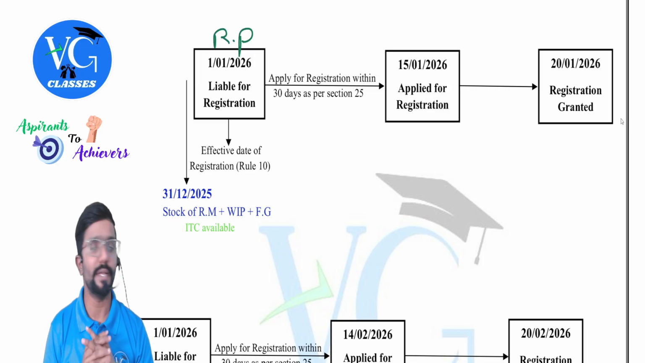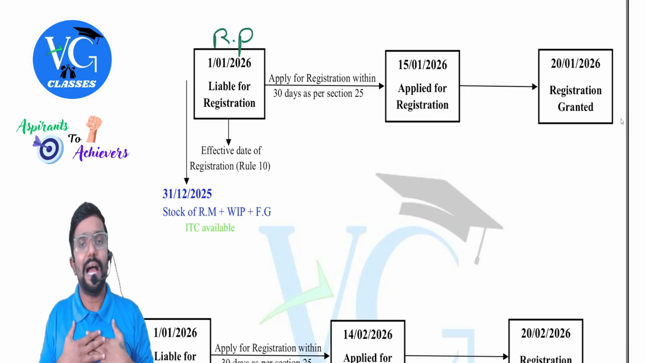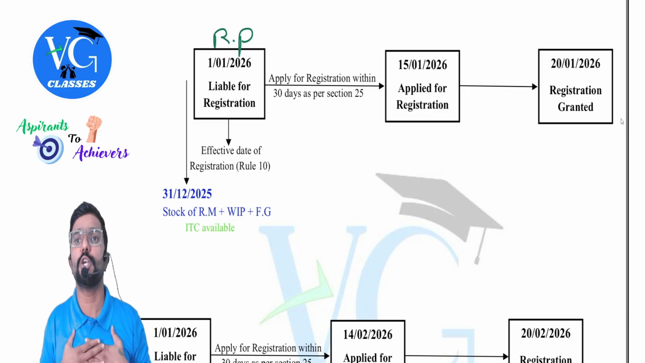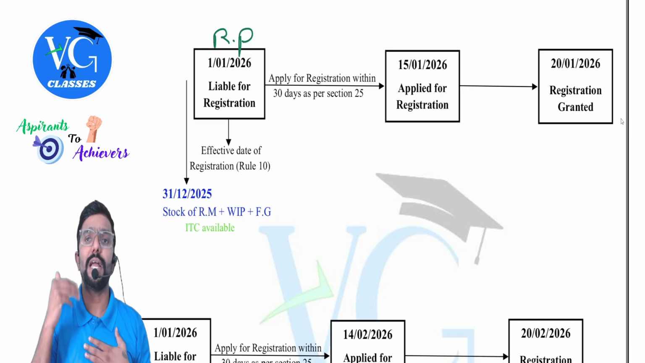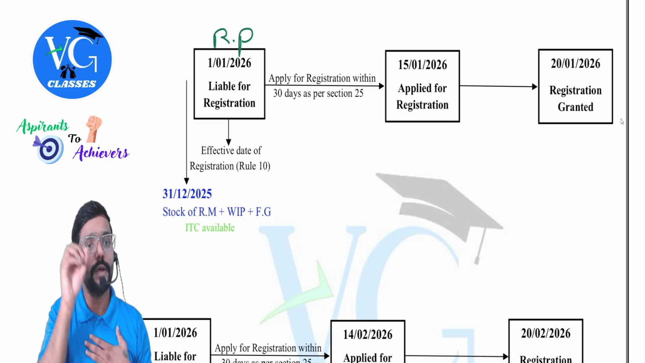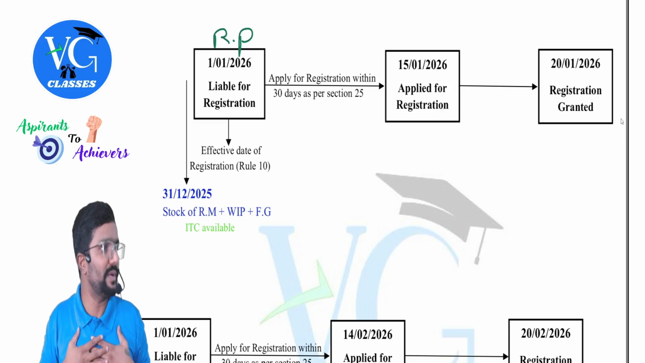As per rule 10. Okay. That means, let me take my own example. I was liable for registration on 1st January. I applied for registration on 15th January. They granted me registration on 20th January. I am called as registered person from what date? 1st January. Why so? Because I applied for registration within 30 days. Okay. Rule 10 is telling me I am a registered person from 1st January.